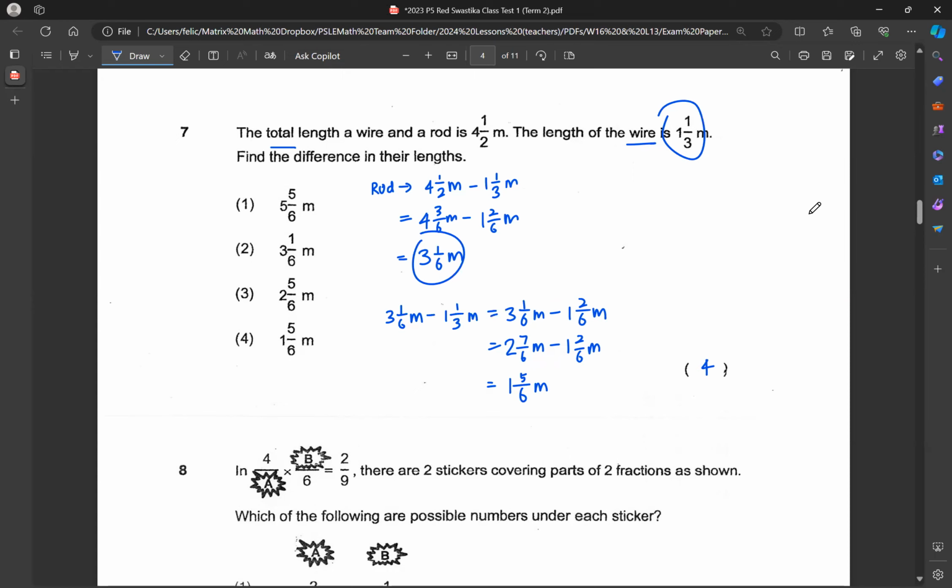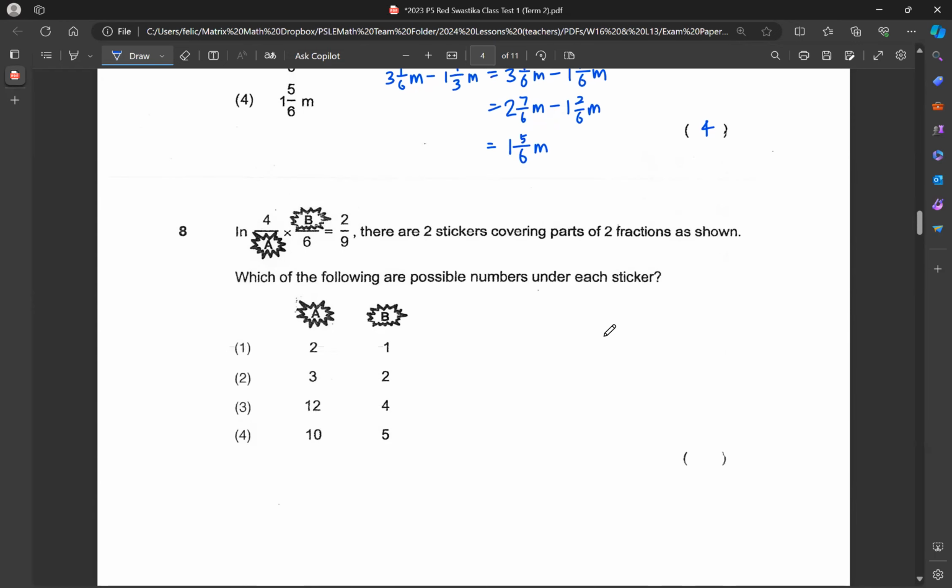All right. Okay, let's look at question 8. Okay, question 8. So we have this equation here whereby A and B are missing digits. They are in fractions. Okay, so which of the following are possible numbers under each of those stickers? All right, so how do I work this out? All right, so the key to this is this.